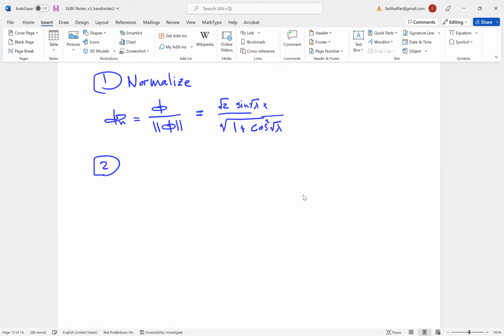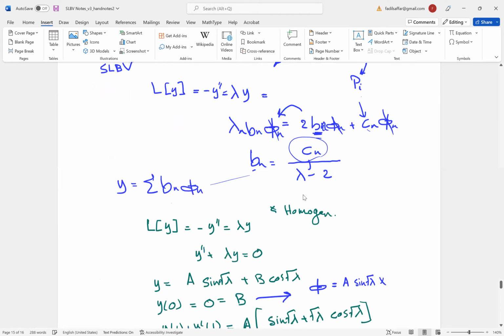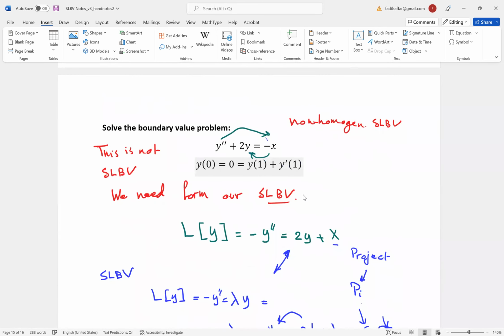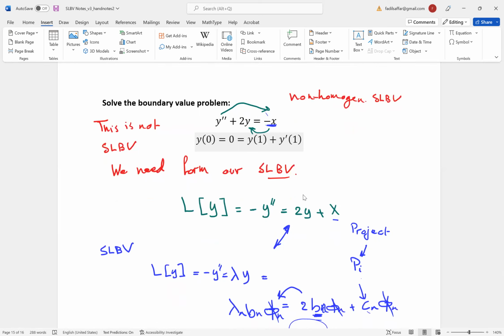And the second step is to find the projection. Projection of what? Projection of the function f of x part of this non-homogeneous equation, which is the projection of this part here. I'll look at this part because we rearranged the equation. So I want to find the projection of this one and then the expansion of that one here.